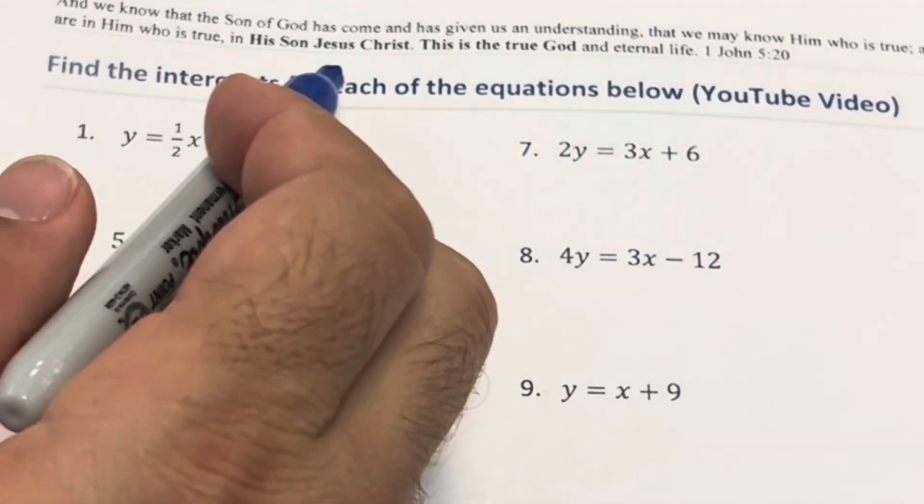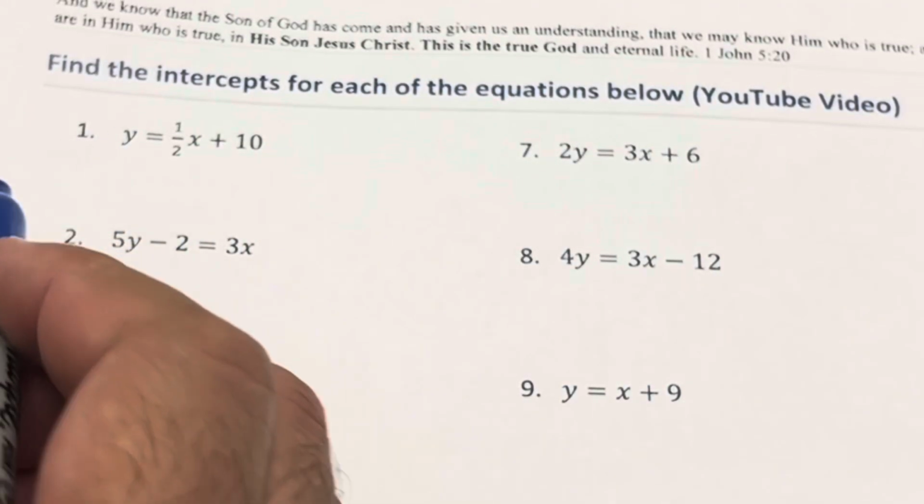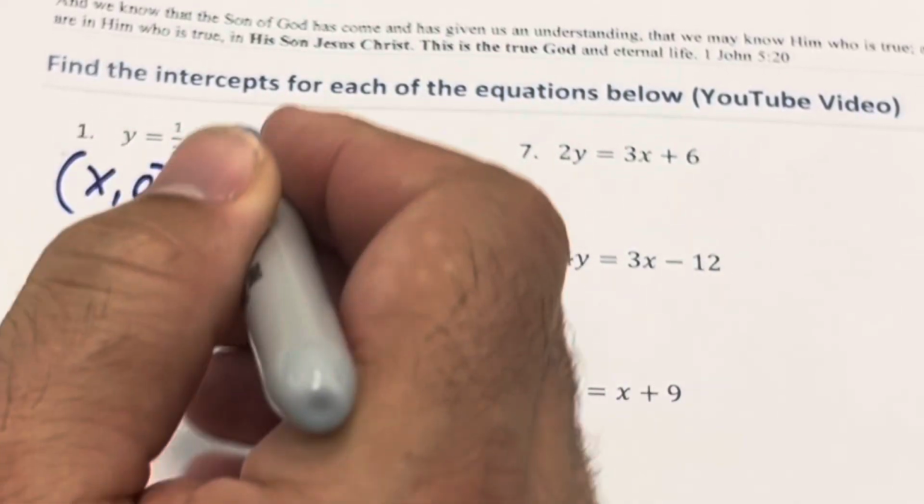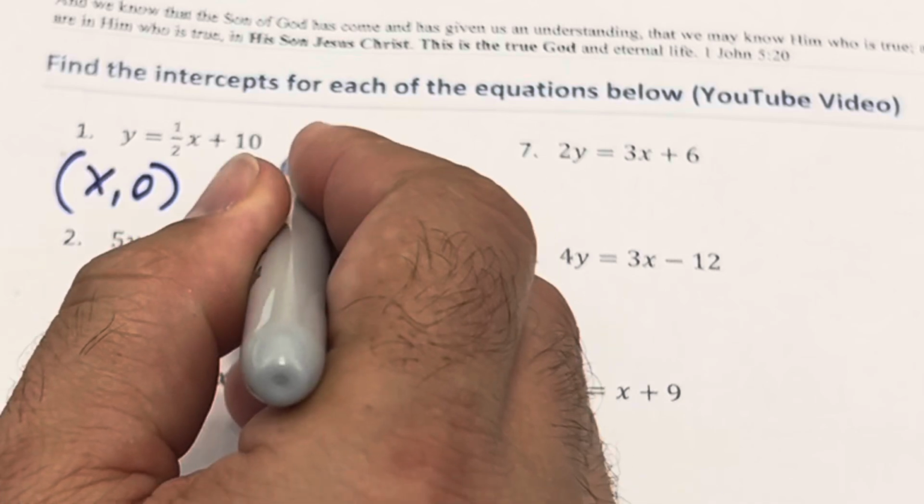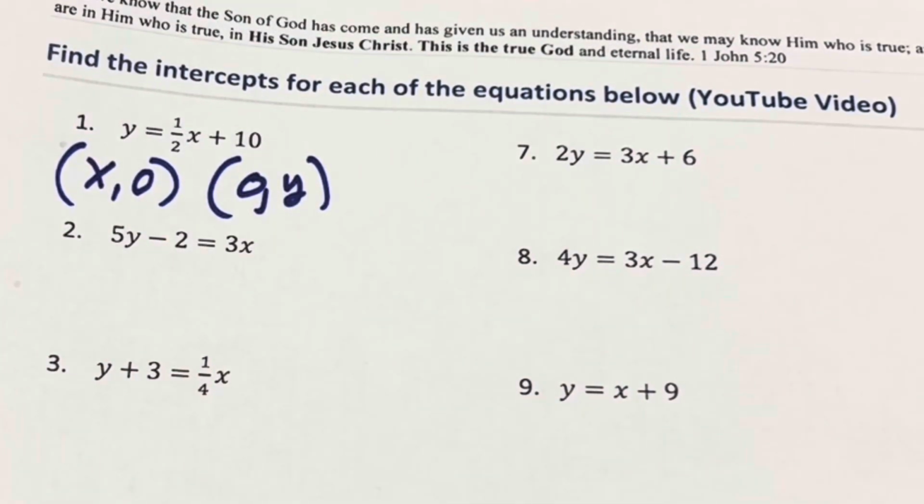Find the intercept for each of the equations below. Remember, x comma 0 is the x-intercept, and 0 comma y is the y-intercept. That's what you need to find. So what you do is just give 0 to x, 0 to y, find the answers, and that's it. So let's do the first one.